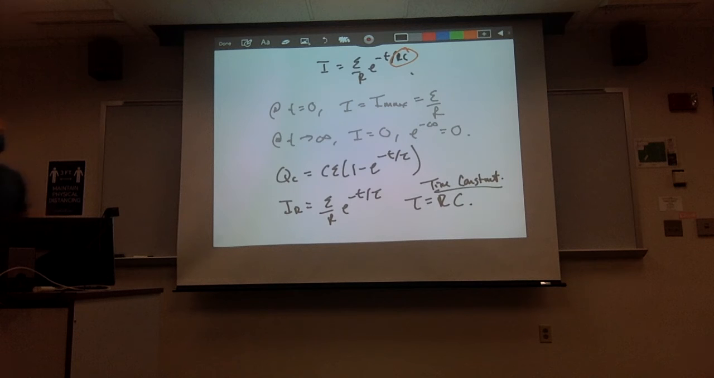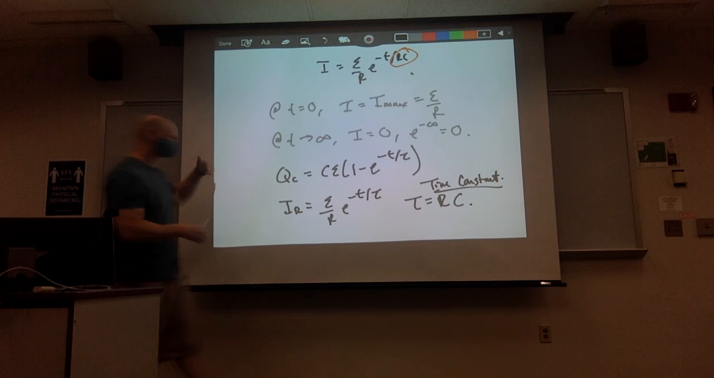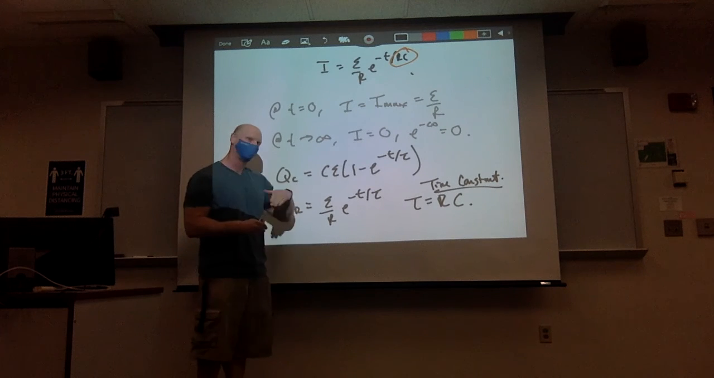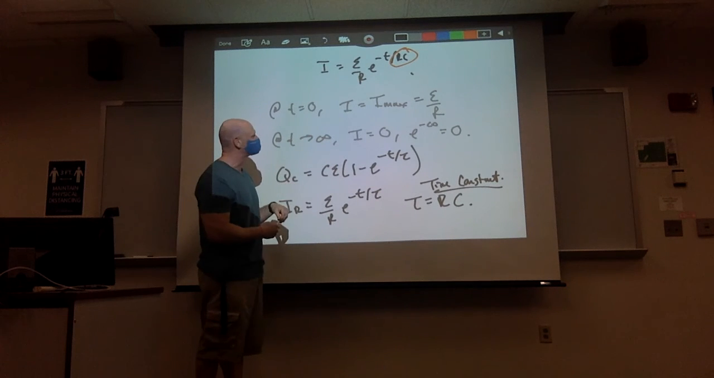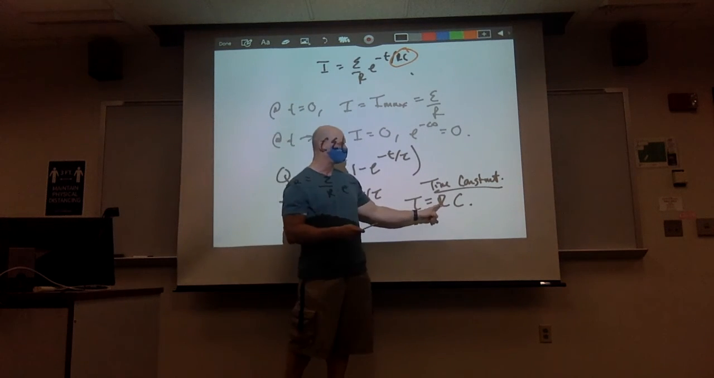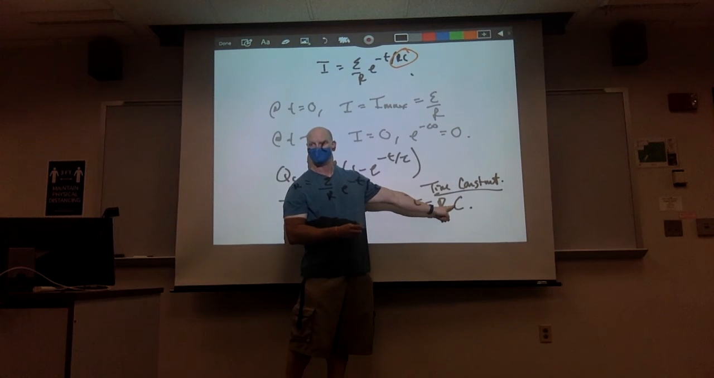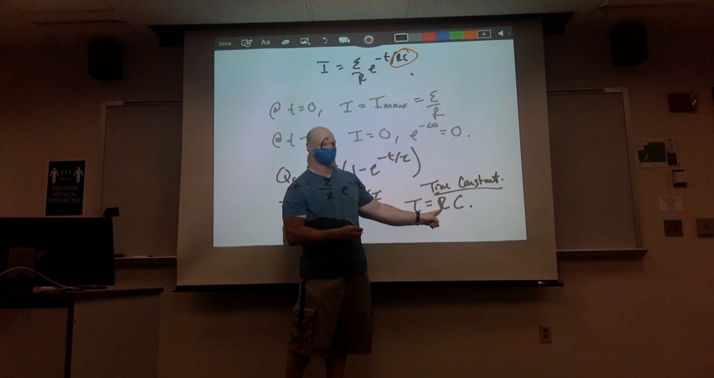So what controls the rate at which the exponential goes to 0, or the rate at which the charge actually increases, is all dependent on both the resistance and the capacitance. This is what controls the rate.